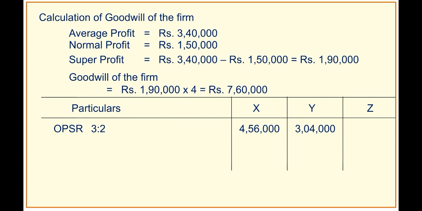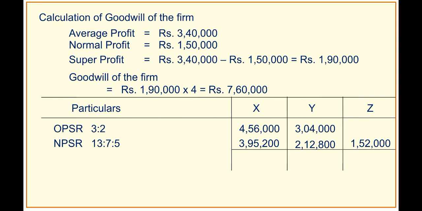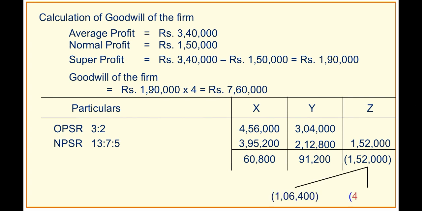Then distribute the same amount 7,60,000 in the new profit sharing ratio, that is 13 is to 7 is to 5. So 7,60,000 into 13 by 25, into 7 by 25, into 5 by 25. Deduct the amounts. Then 4,56,000 minus 3,95,200 will give 60,800. 3,04,000 minus 2,12,800 will give 91,200. 0 minus 1,52,000 will give minus 1,52,000. And here you must also remember that Z is bringing only 70% of his goodwill. So we will distribute this in two parts, 70% and 30%.